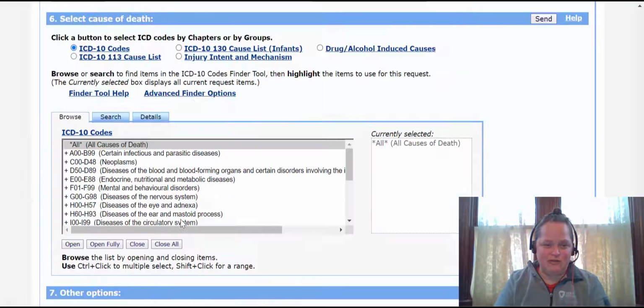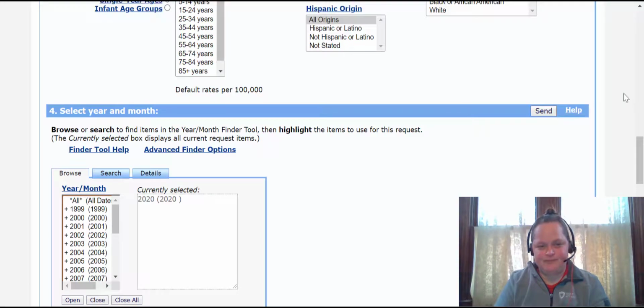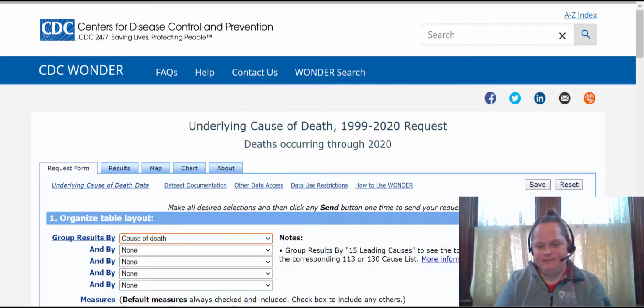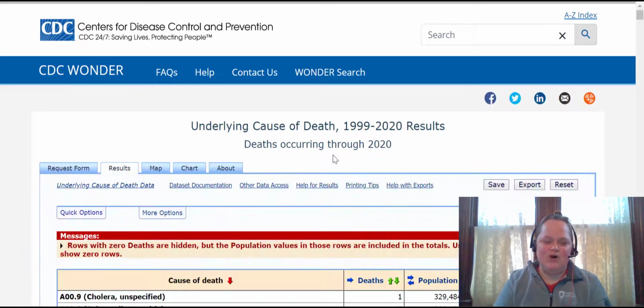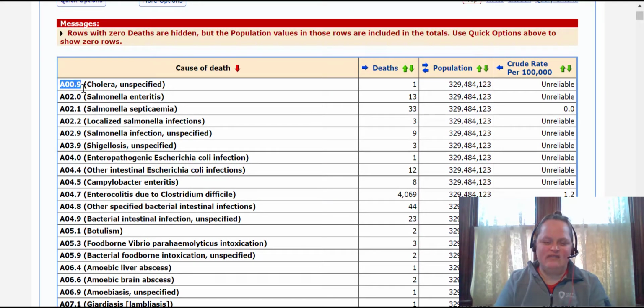And we're going to start at the lowest level and work our way up. So I'm going to group results by just plain cause of death and send. When you do this, it's going to give you the most detailed level of the code that is in the system. And this is the ICD-10. I think it's International Classification of Diseases, 10th edition or whatever. And there's supposed to be an 11th one coming out, I guess.